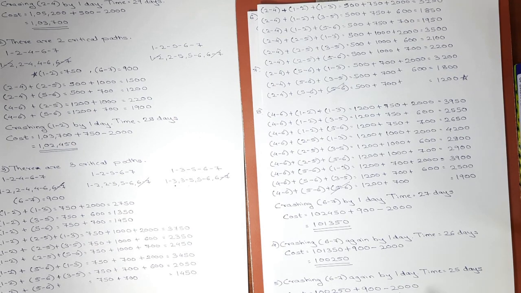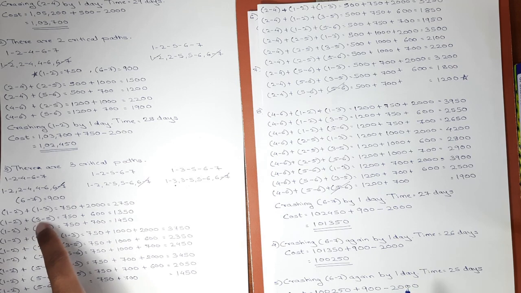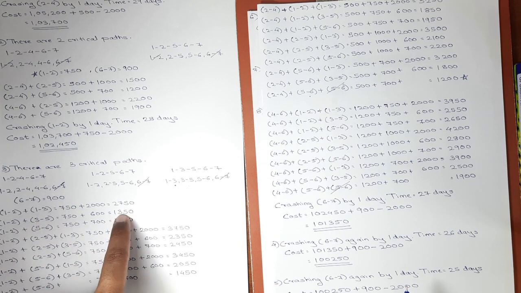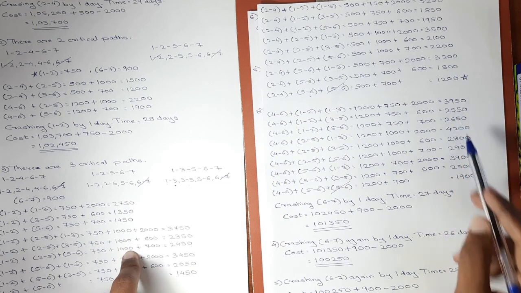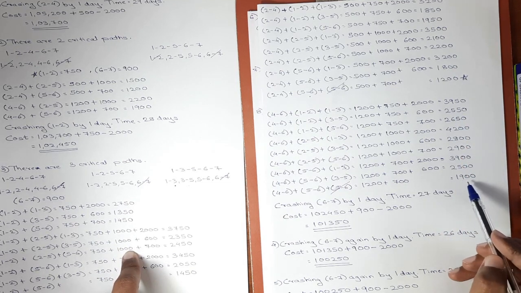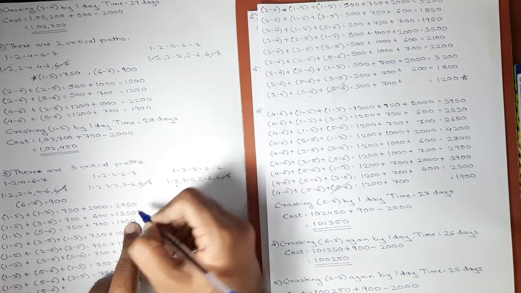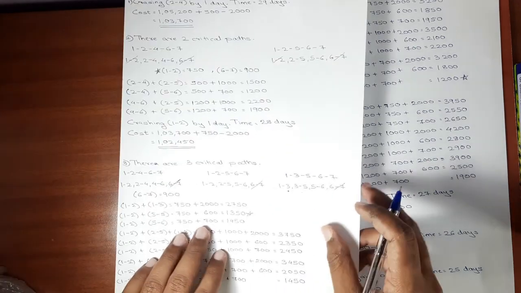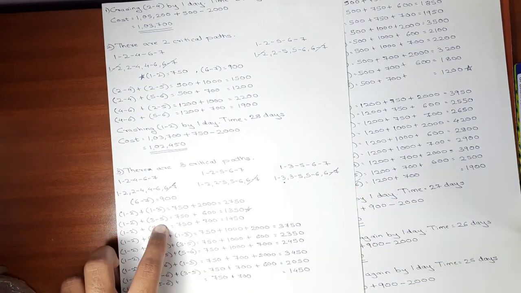Now if you see, activity 1 2 and 3 5, here it is 1350, which is least from the first set, and from the last set the least one is 1900. Obviously 1350 is lower, so our next step of crashing will be crashing activity 1 2 and 3 5.